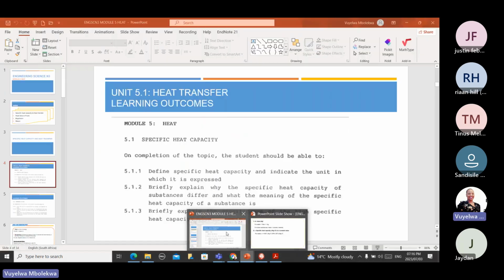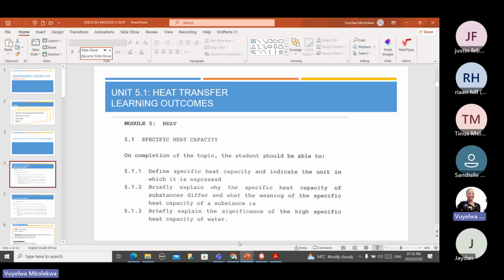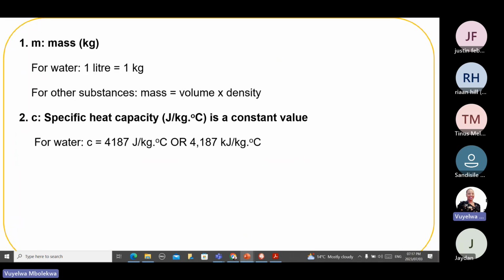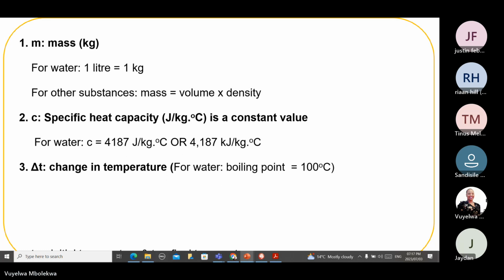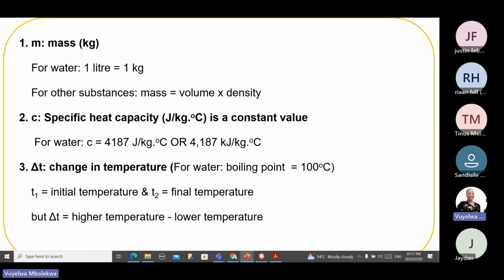So that is just one thing that is important to remember there, that it's only water where 1 liter equals 1 kilogram. If it's oil, then if they give you liters, that is volume. Anyway, you need to multiply that volume by density to get the mass. And then I'm sure you've come across this, that the change in temperature is basically just the difference from your higher temperature to your lower temperature.